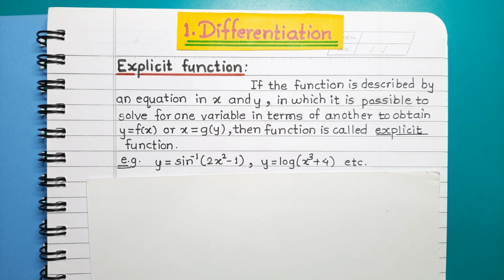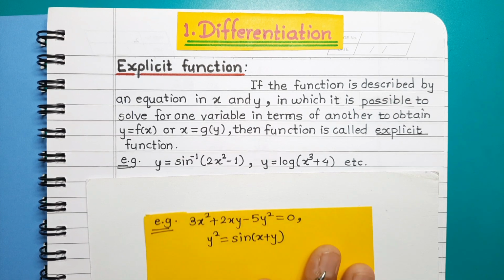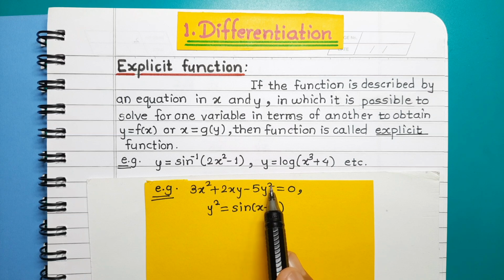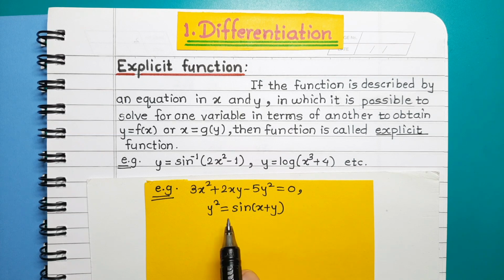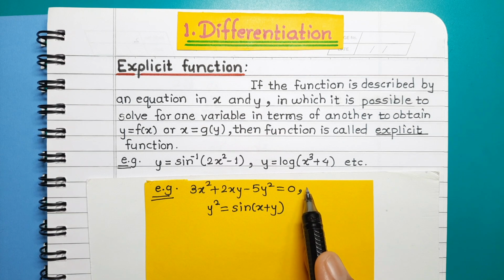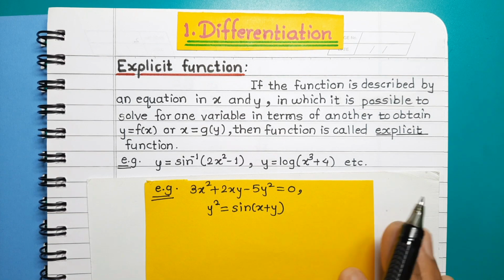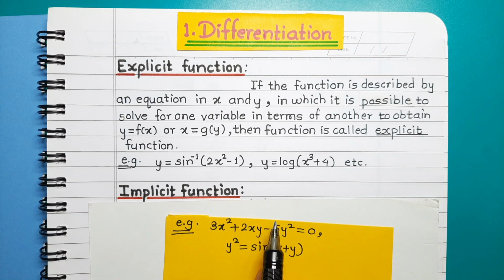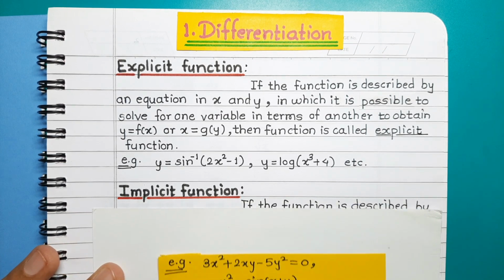But it is not always possible to solve for one variable explicitly in terms of another. For example, see these functions: 3x square plus 2xy minus 5y square is equal to 0, or y square is equal to sine of x plus y. Such functions are called implicit functions. So let's see what the concept is.